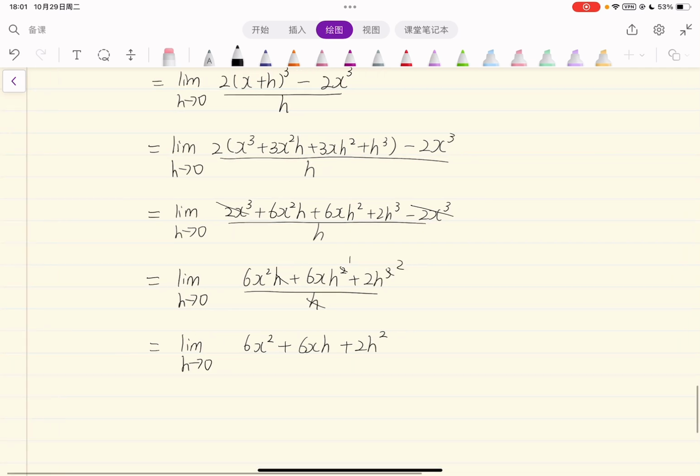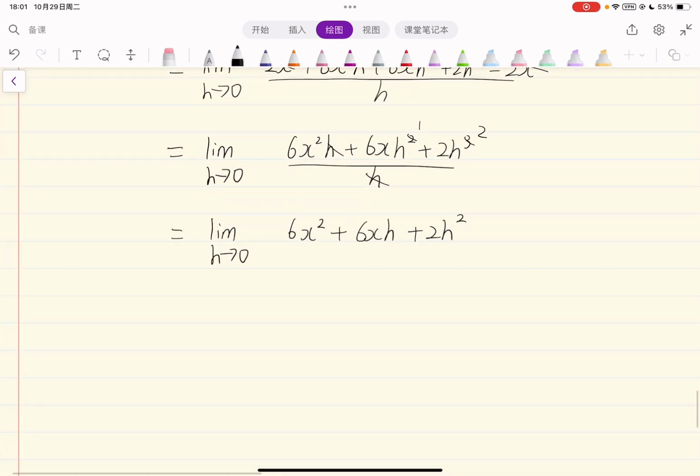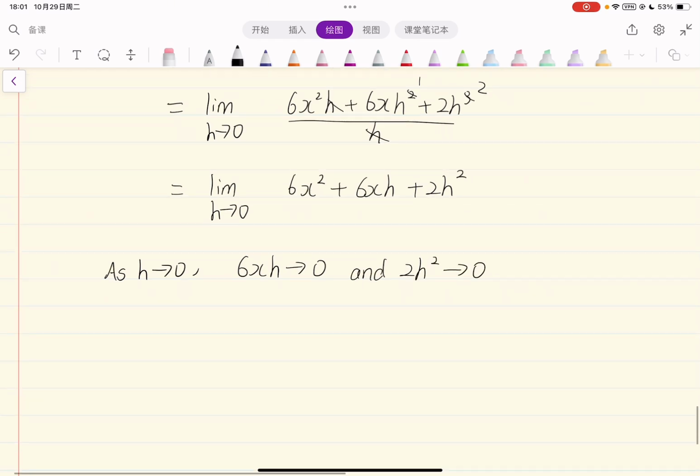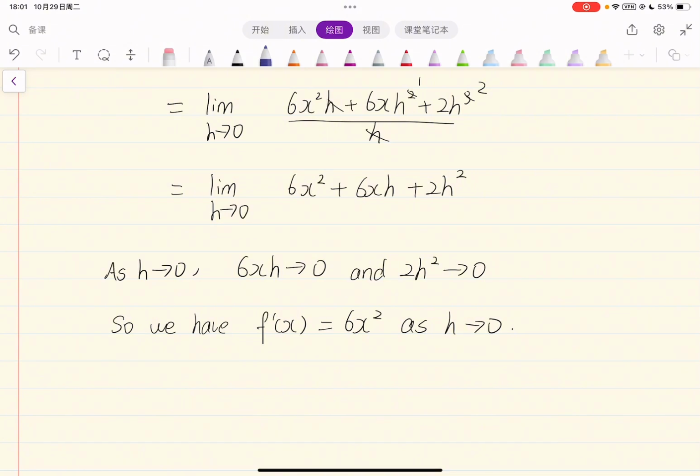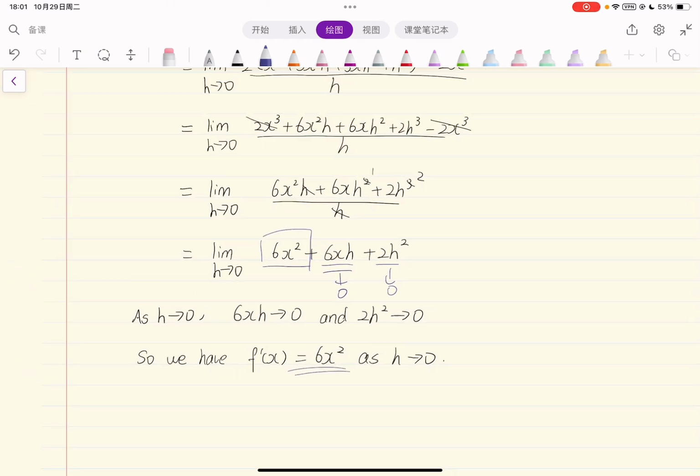Now to find the derivative, as h tends to 0, 6xh tends to 0 and 2h squared tends to 0. So the derivative of f(x) equals 6x squared as h tends to 0. You can see that these terms tend to 0, so we are only left with 6x squared. So we get the answer and the proof is done.